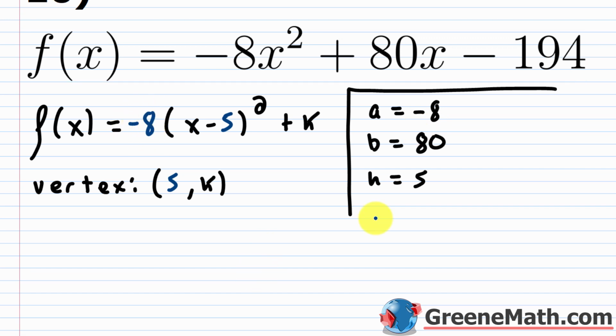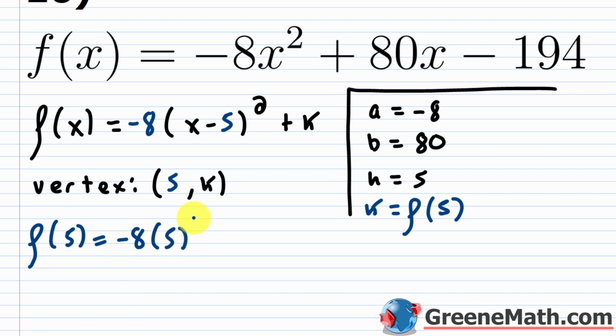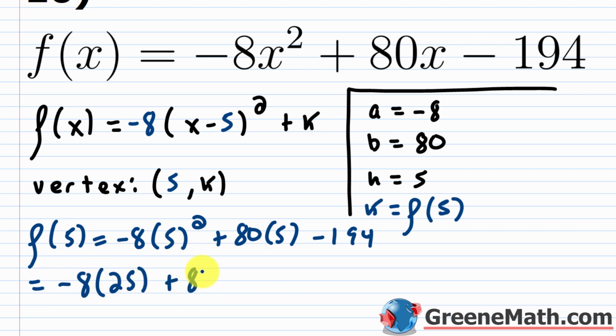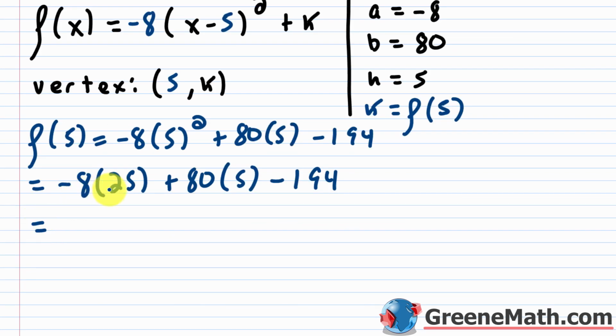Now for your k, this is going to be equal to f of h. Again, h is 5, so f of 5. So what is f of 5 here? This is -8, and then times 5 squared plus 80 times 5 minus 194. I think we can do this here. So 5 squared is 25. You'd have negative 8 times 25, and then plus 80 times 5 minus 194. So what is negative 8 times 25? That's going to be negative 200. So you have negative 200, and then plus 80 times 5 is 400, and then minus 194.